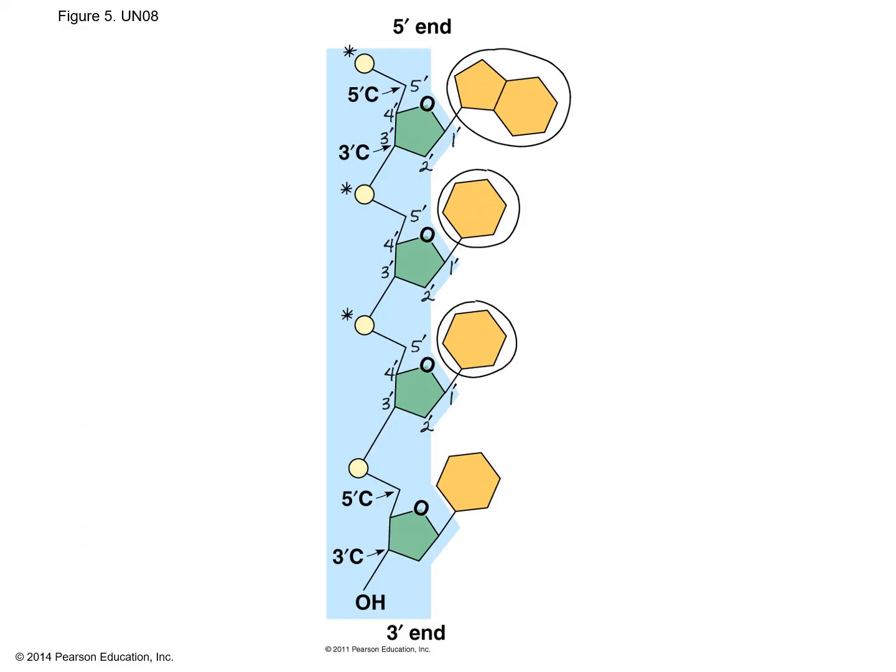So again, here's the structure we were just looking at with the distinct 5' and 3' end, with the phosphate sugar, phosphate sugar, phosphate sugar backbone, and then the purine nitrogenous base or pyrimidine nitrogenous base attached to the sugar.